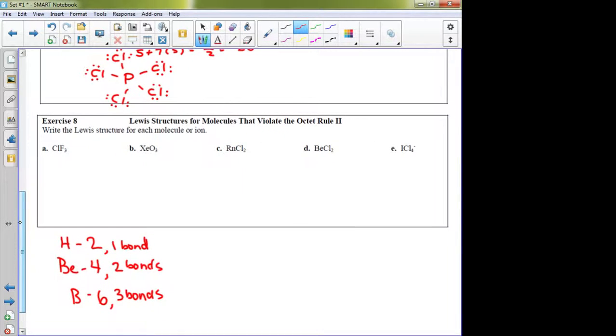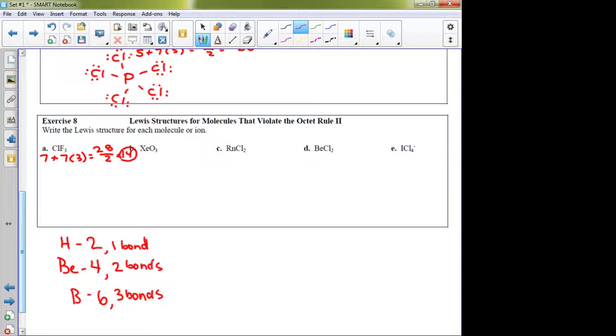All right, so exercise 8. Write the Lewis structure for each molecule or ion. So A, how many valence electrons does chlorine have? 7. Plus, how many does fluorine have? 7. And I have to multiply that times 3. What's 7 plus 21? 28. Divided by 2 gives me 14.